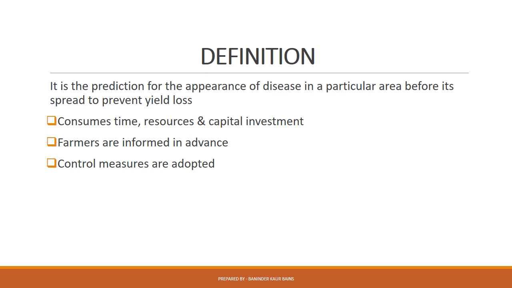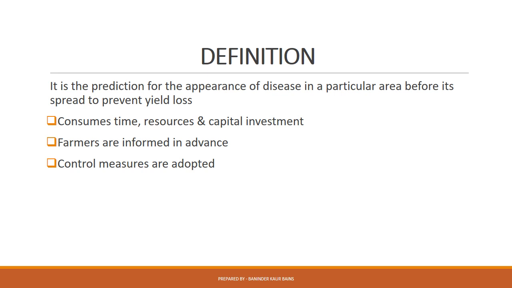So they can do a forecast for that particular area where the disease spreads the most, and they can tell the farmers in advance so that they can apply the required control measures and the yield losses caused to farmers can be decreased.